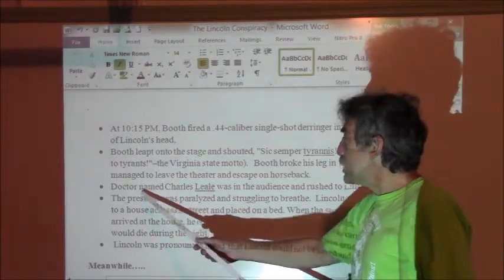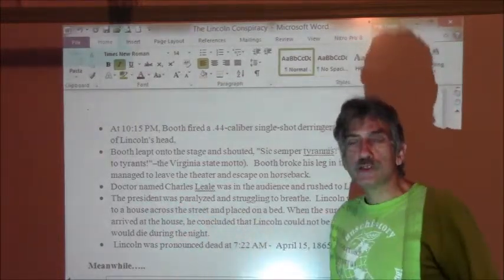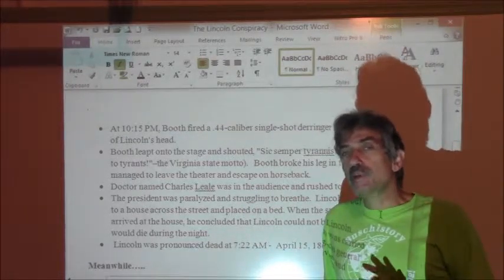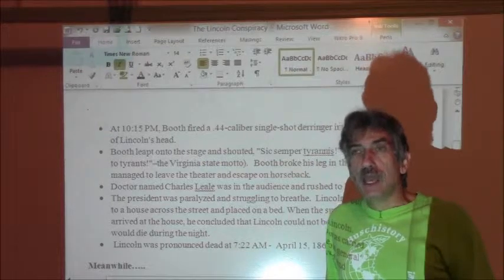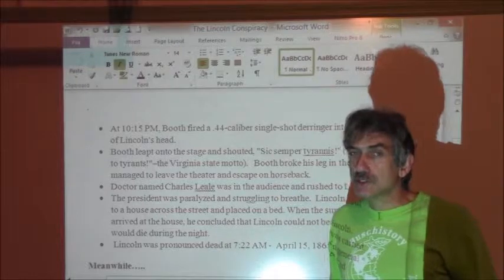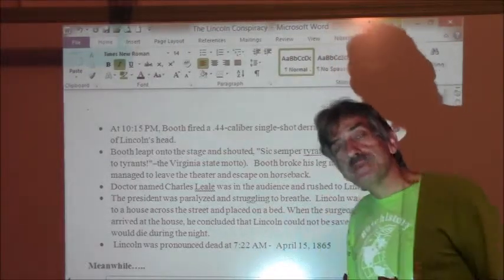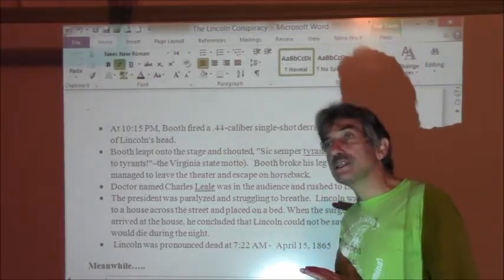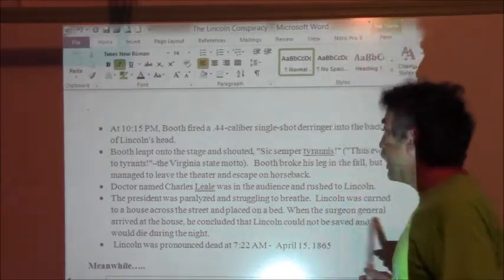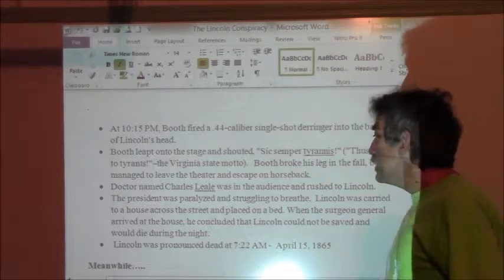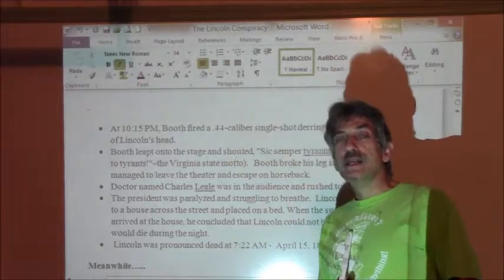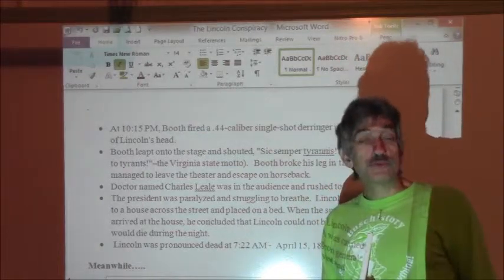A doctor in the theater, a doctor named Charles Leale, was the first doctor on the scene. He was in his early 20s, and the only reason to point it out is he was fairly young and probably inexperienced, and boy is the adrenaline pumping now that he's attending to the stricken president. Lincoln is not dead. Lincoln is paralyzed. Lincoln is having difficulty breathing, and next thing they do, he's carried to a house across the street and placed on a bed. Lincoln's personal physician is called. He examines Abraham Lincoln, and he says that Lincoln is not going to make it through the night.